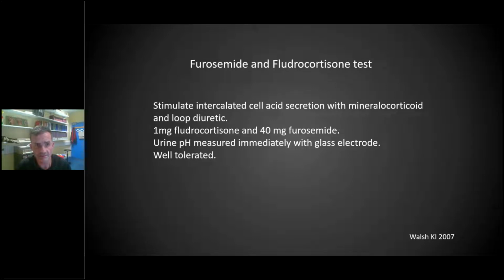I tolerated it fine. Some of my SHOs when I was a registrar doing this were alarmed by how much urine they passed after 40 milligrams of frusemide, but they were all okay in the end.